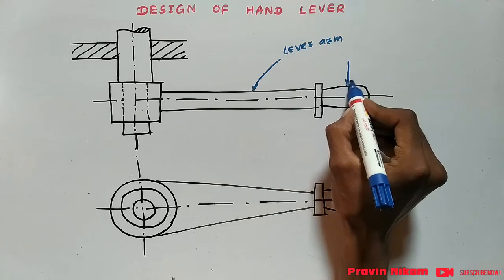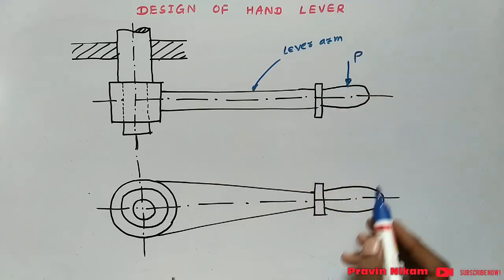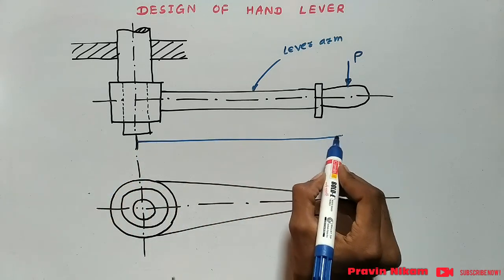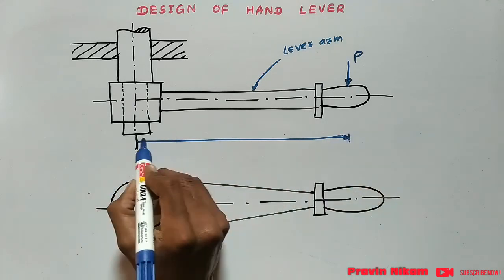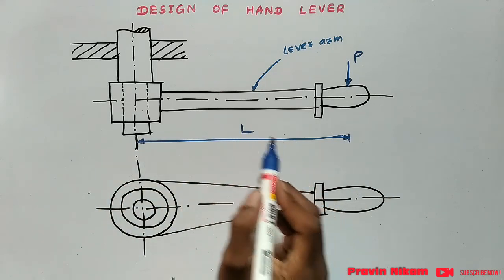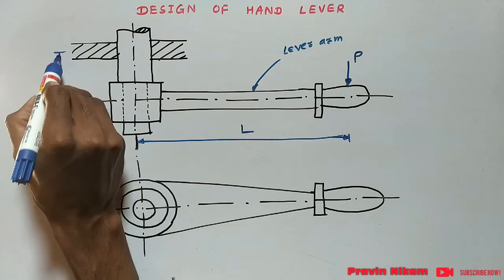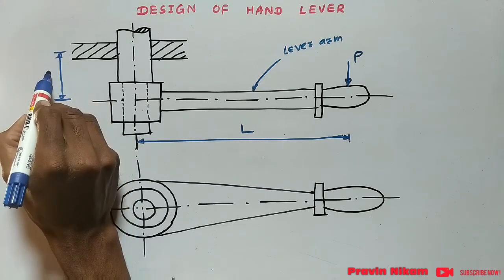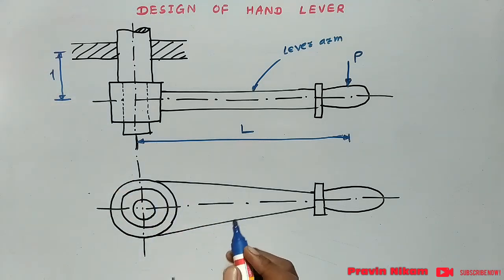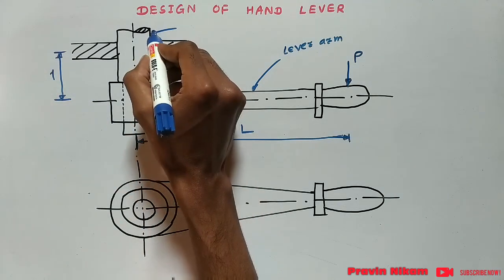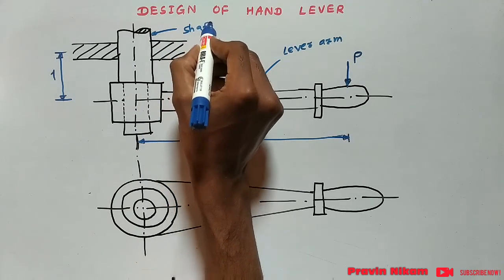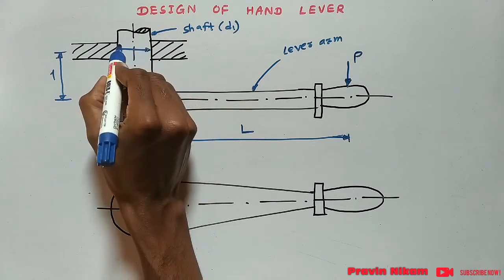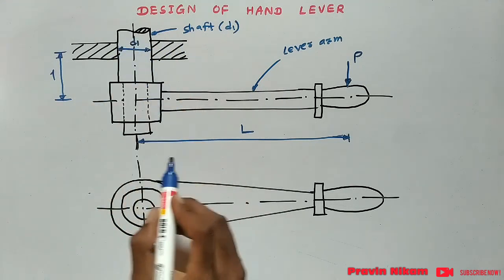Now this is the effort applied, that is P. The effective length of the lever arm is capital L. This is the overhang length of the lever, or overhang length of the shaft, that is small l. This is a shaft of diameter d1, so the shaft in bearing has diameter d1.